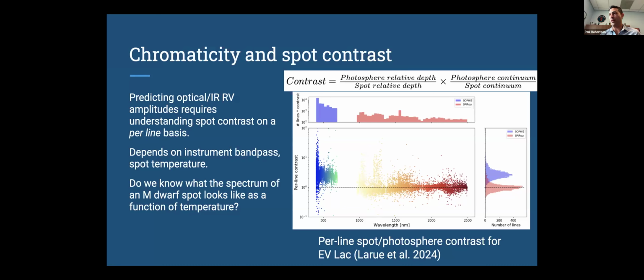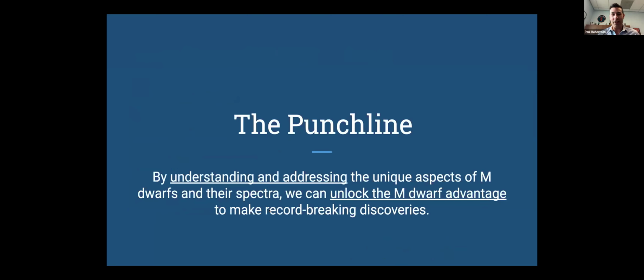And so, yes, we can appreciate this on the back end, but in order to predict whether we'll get the contrast advantage for an individual star, we would have to know both the spot geometry and temperature, and then we would have to know what that spot spectrum looks like. Do we know? Can we predict what an M dwarf spot spectrum looks like? My prediction is no, and I'll leave it with that. I'm running out of time.